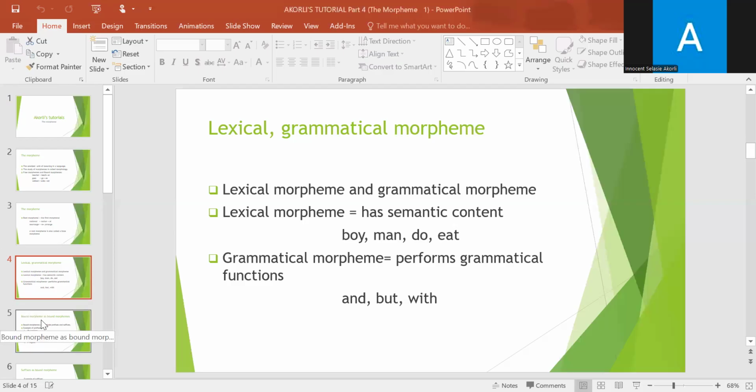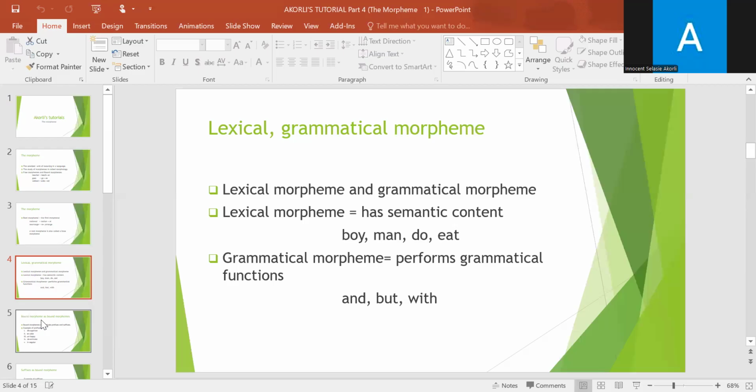So here we have grammatical morphemes like and, but, with. What it means is that it is when and, but is used in a sentence to show maybe contrast or addition of items, then the function actually becomes clear for us to see. Otherwise, when we see and, the way we see it will not make meaning.